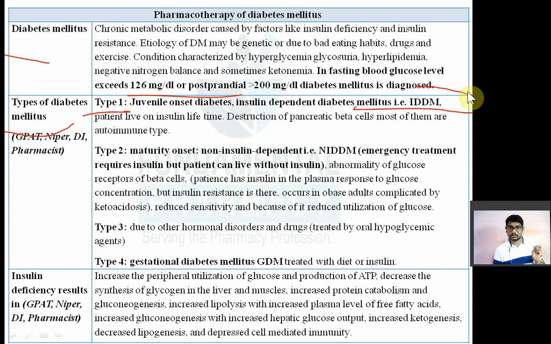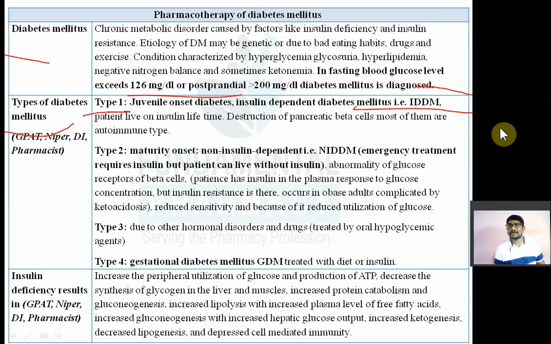Type 1, or juvenile, or IDDM. These three are the synonyms for type 1: type 1 diabetes mellitus, or juvenile diabetes, or insulin dependent diabetes mellitus, that is IDDM. As the name indicates, insulin dependent diabetes mellitus means this patient is dependent on insulin for survival. In the patient of IDDM, there is a destruction of pancreatic beta cells.